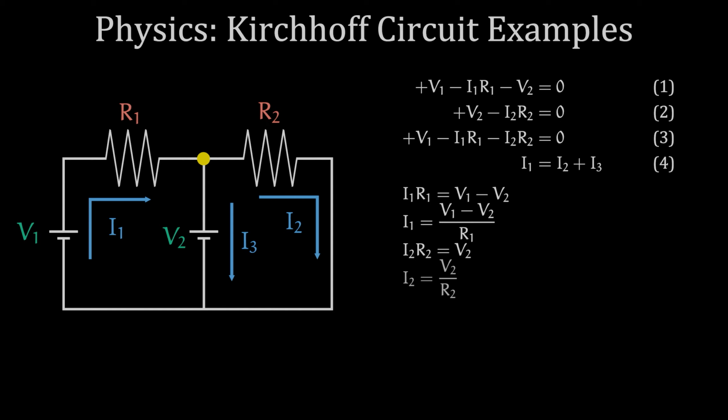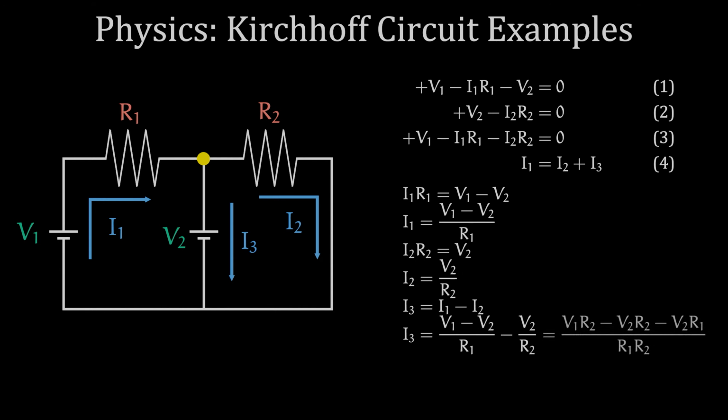We have to use our junction rule equation, equation 4, to find an expression for current I3, since it doesn't appear anywhere else in our original 4 equations. Solving that equation for I3, and then substituting in the expressions for currents I1 and I2 that we found above, we get the following expression. From here, we can multiply the first fraction by R2 divided by R2, and the second fraction by R1 divided by R1 so that we can combine the fractions. Then, cleaning it up a little bit, we get this as our final result for current I3.